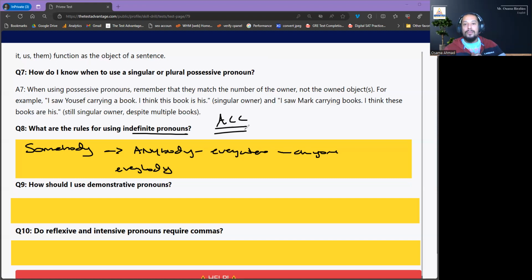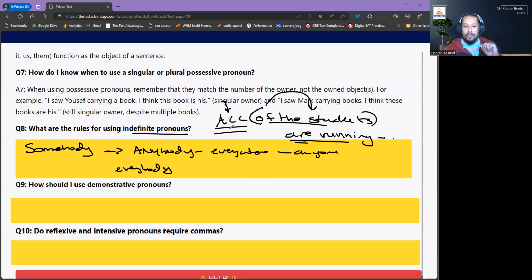Use the word all in a sentence, Omar. Give me an example. All of us went to the cinema yesterday. Give me one with a present tense verb. All of the students are running in a competition. So all the students are running. Why did you say are running? Because students is plural. Because all is plural. And we know all is plural because of the preposition. Very good job.